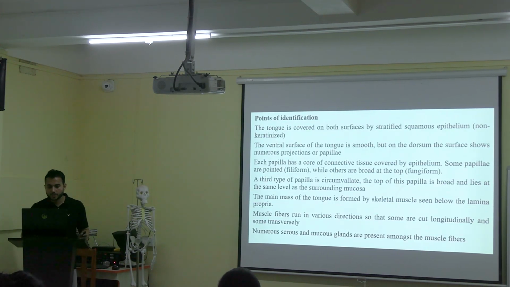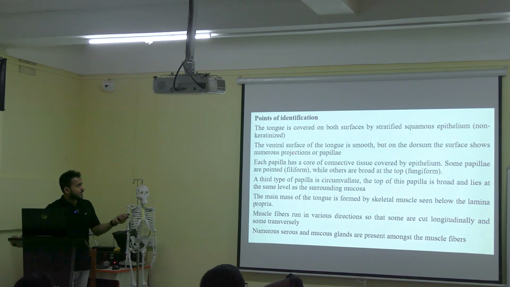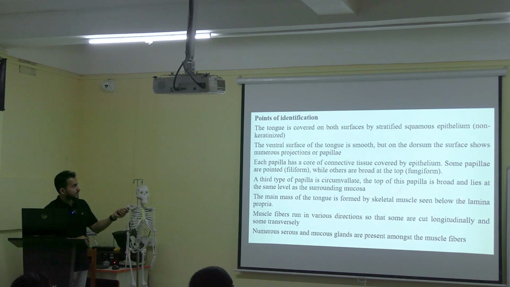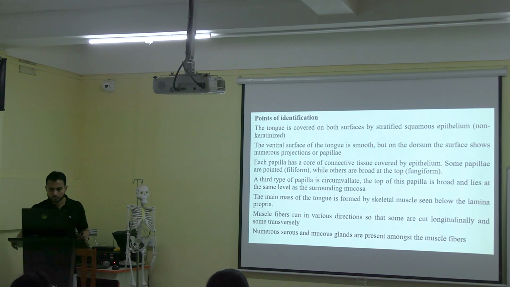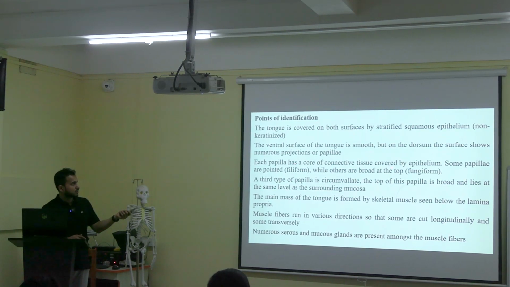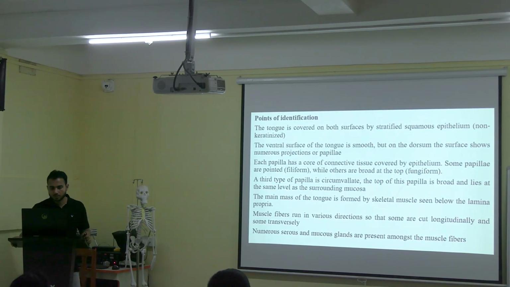Okay, now there are various points that we have discussed. So this is the gist of the story. The tongue is covered on both surfaces by stratified squamous non-keratinized epithelium. Now the ventral surface of the tongue is smooth. I am talking about the inferior one. The dorsum shows numerous projections, those are the papillae. Just now we have discussed the different types of papillae. Now how are the papillae formed? The core is made up of connective tissue and it is covered by lining epithelium. Different types of papillae are there, where size and shape are different, and in some of the papillae taste buds are present.